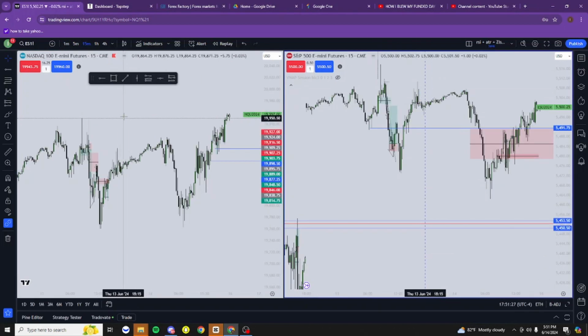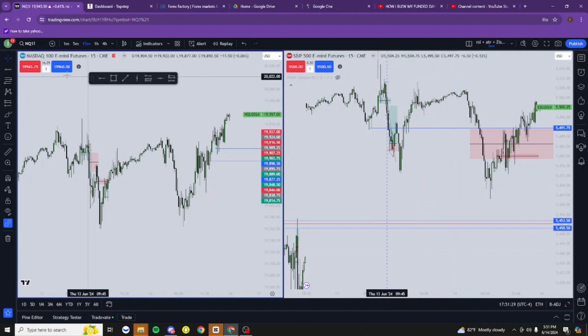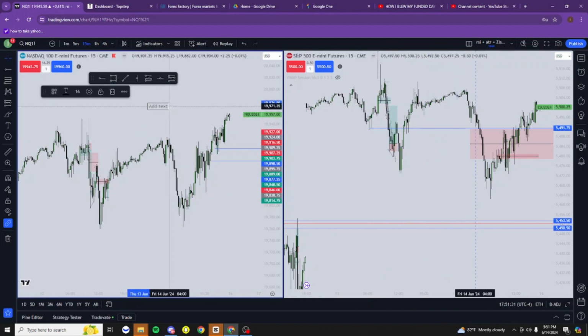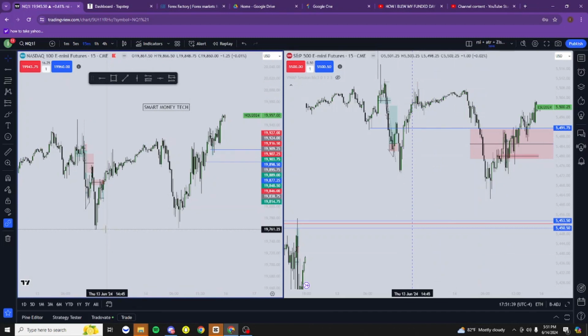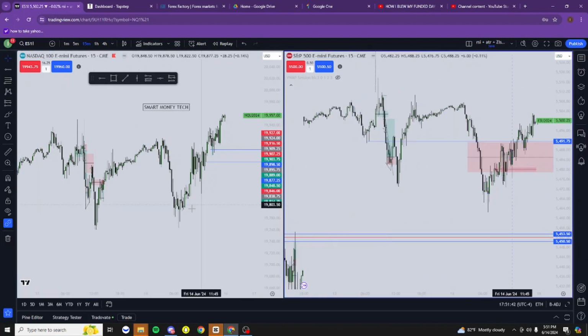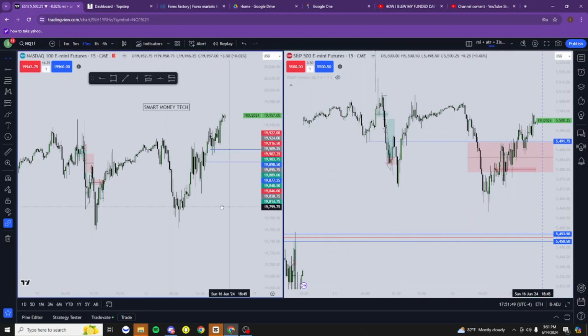ES and NQ are correlated. SMT stands for Smart Money Techniques. Now, like I said, you need to sweep liquidity in order to move price higher, and vice versa for lower. You have to sweep highs to move lower. Same thing.